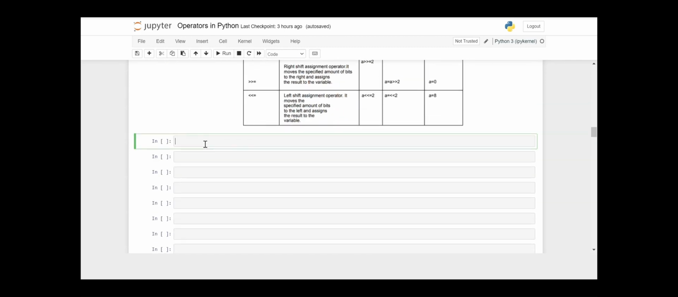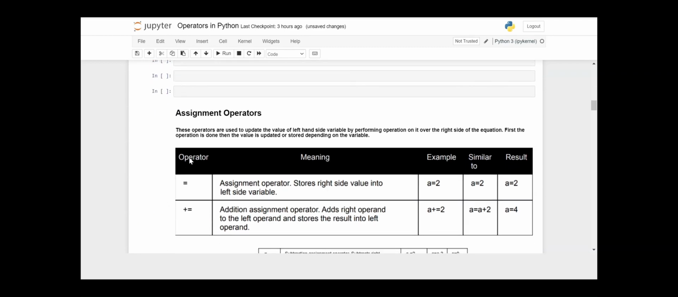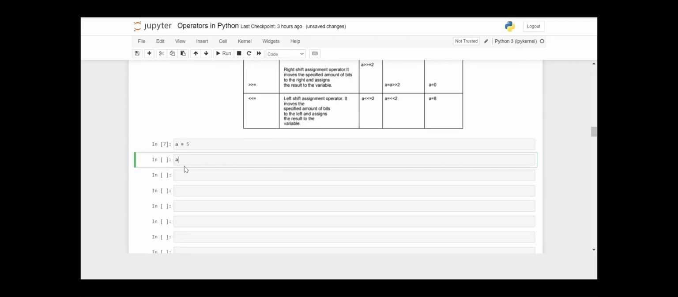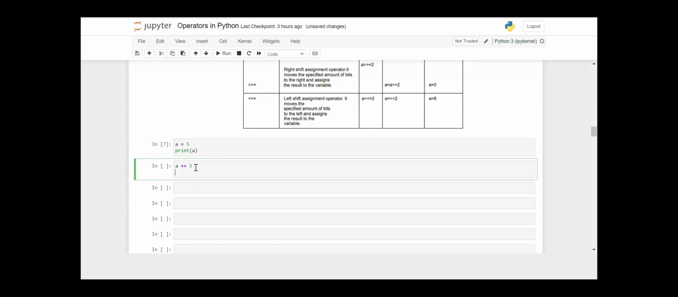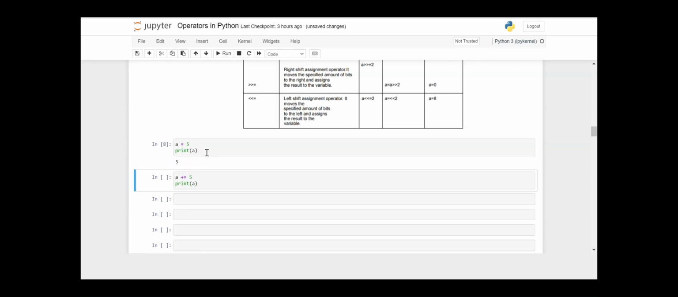The most basic assignment operator that we've been using is equal to. A equal to 5. So this is the basic assignment operator, right? Next up, we have plus equal to. We have done arithmetic operators, and we're going to use all these arithmetic operators with the assignment operator. So I'm going to print A. What I've done is I've written A plus equal to 5. Now I'm going to print A again.